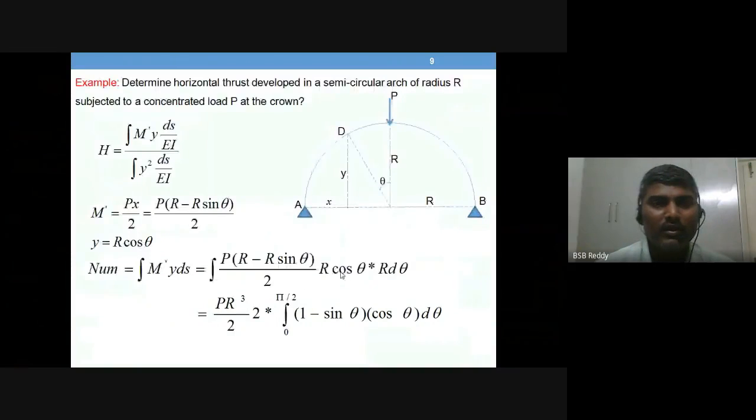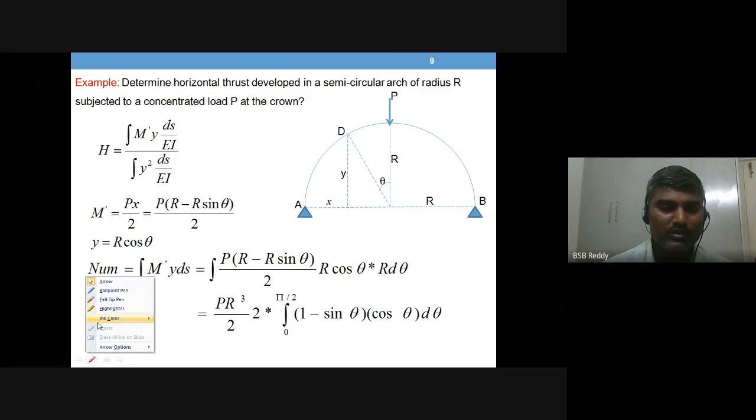This is an example problem for you to practice how we solve a two hinged arch. Let's see the question first. Determine the horizontal thrust developed in a semicircular arch of radius r subjected to a concentrated load capital P at the crown. Now you have only two hinges, one at springing point A, another at springing point B, and no hinge at crown point C.